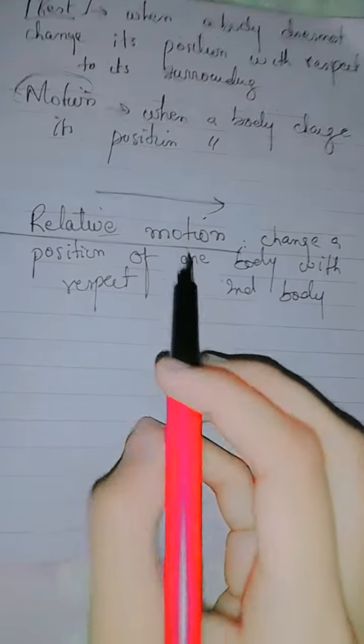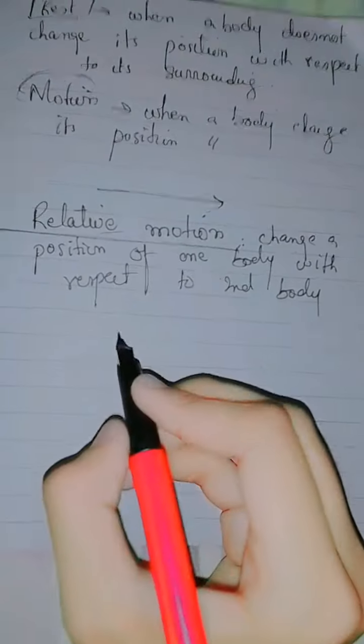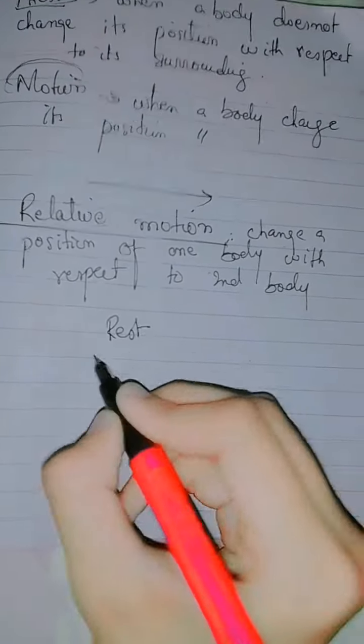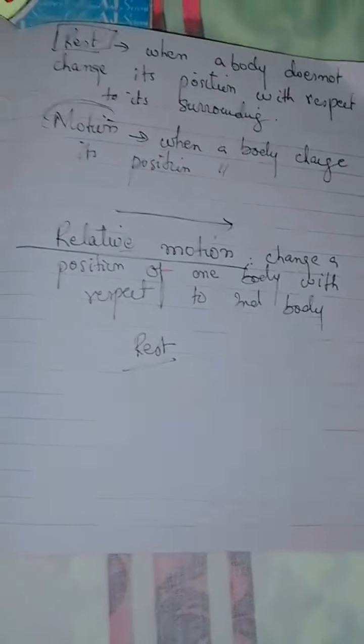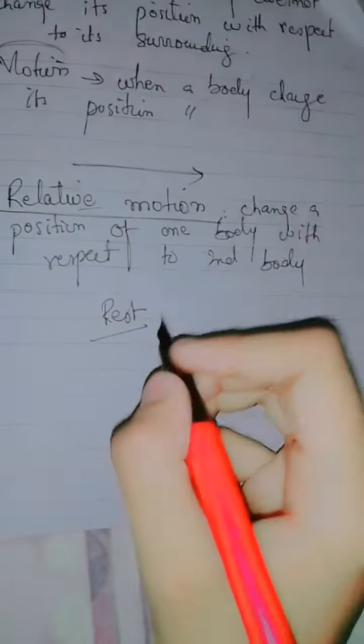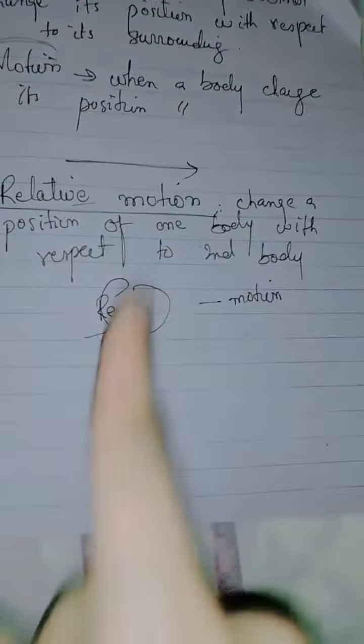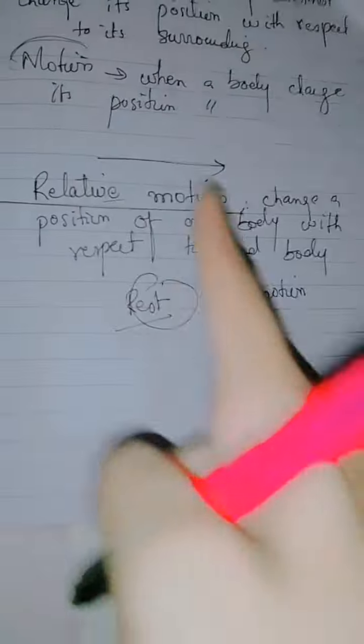It means that when a person is in rest, but an outsider watching him sees him in motion, that is known as relative motion. He is in rest but his car is moving, and the outsider sees that the car is moving. According to the outsider, he is also moving because his car is moving. So according to the outsider he is in motion, but according to him he is in rest. That is known as relative motion.